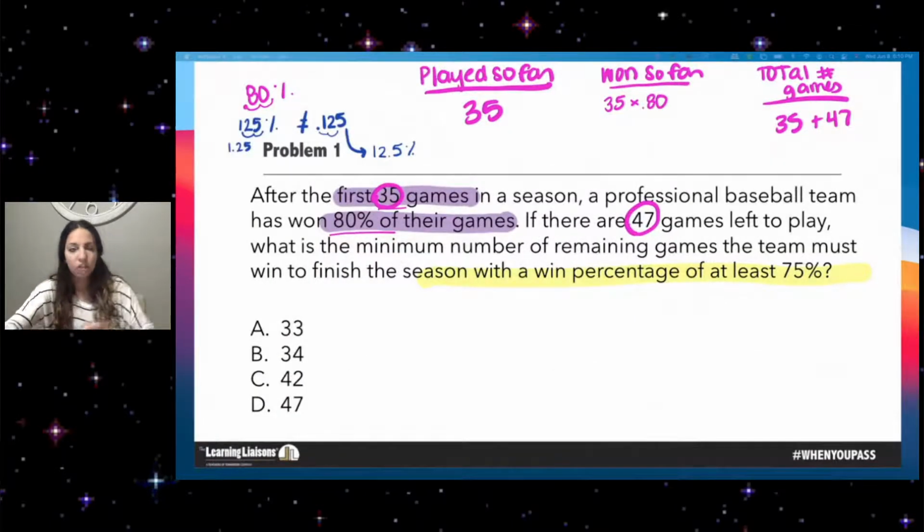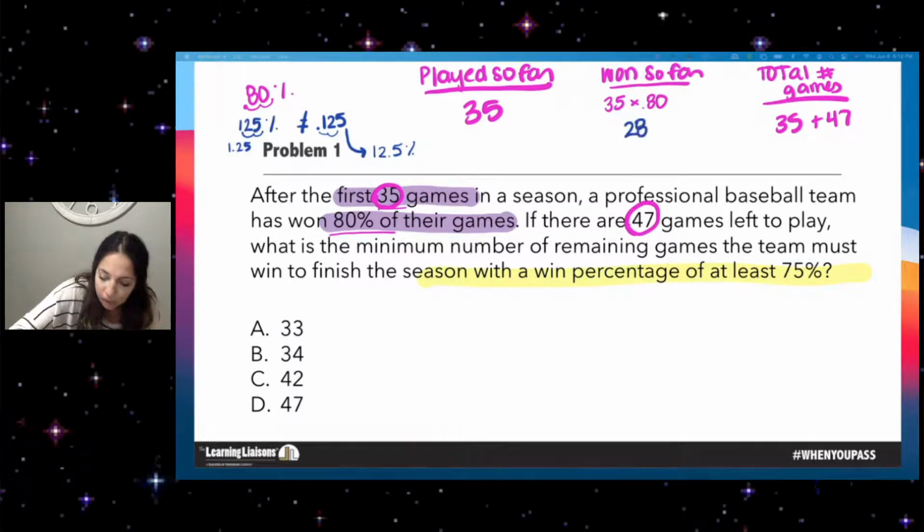So let's go back to 35 times 0.8. I'm going to use my handy dandy calculator and do 35 times 0.8. Not everybody gets a calculator. You definitely have to check with your blueprint or your study guide to see if you get one. 35 times 0.8 is 28. So they've won 28 games so far.